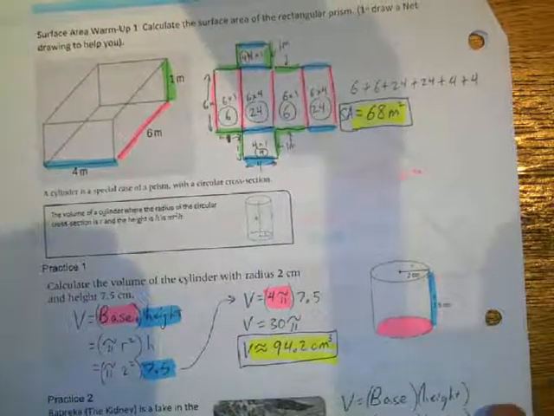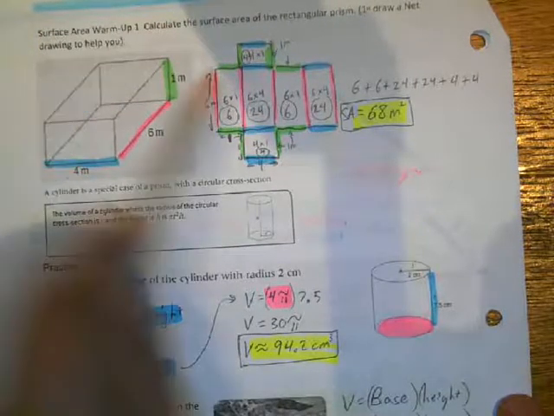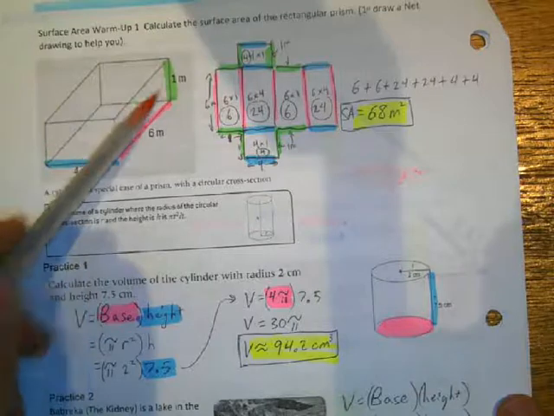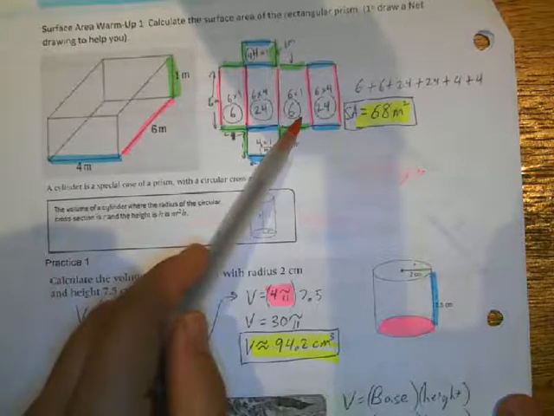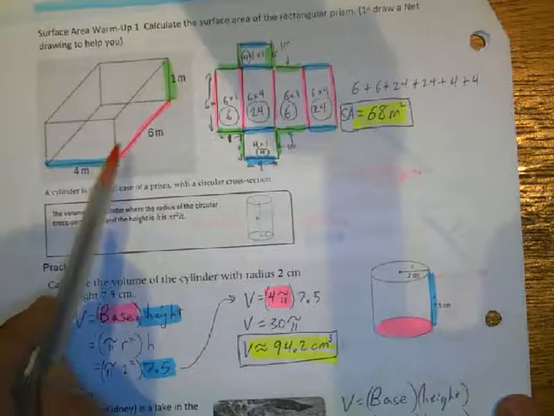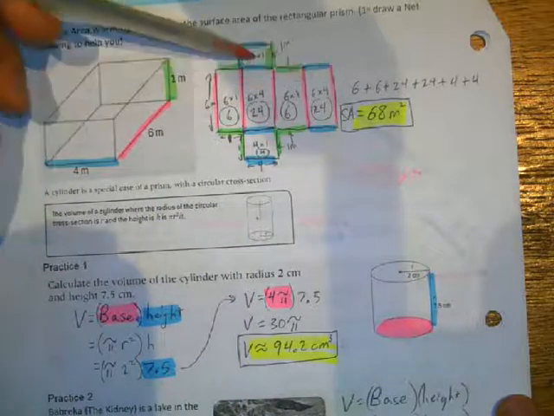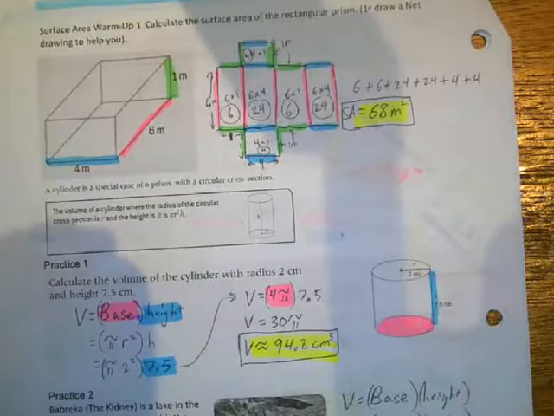Alright, so now we have a box. There's the bottom and top, which is 6 times 4, which is 24. Then we also have the left and the right side, which is 6 times 1, with an area of 6. And then there's the front and the back. The area of the front is 4 times 1, and the back is 4 times 1. So if we add all 6 sides together, we're going to get 6 plus 6 plus 24 plus 24 plus 4 plus 4, and that adds up to a total surface area of 68 meters squared.